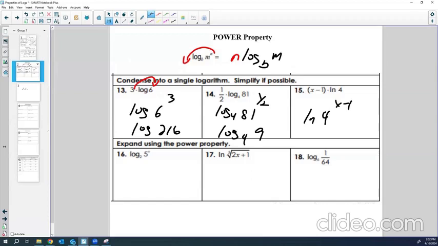Okay. Real quick, expand number 16. Perfect. So number 16, I'm going to bring the x, that's the power, to the front. So that gives me x log base 2 of 5. X log base 2 of 5, okay?